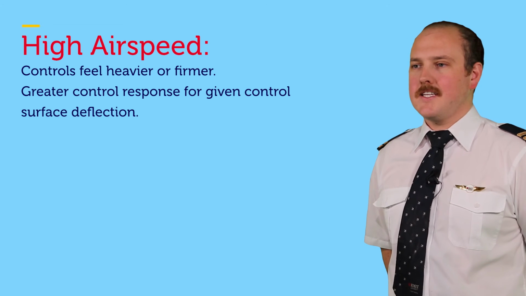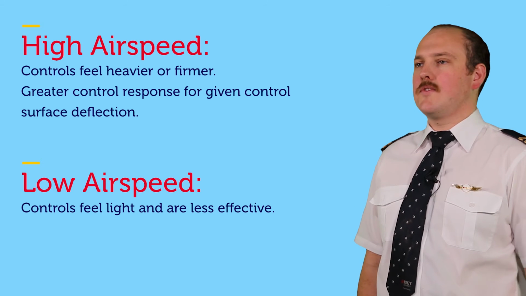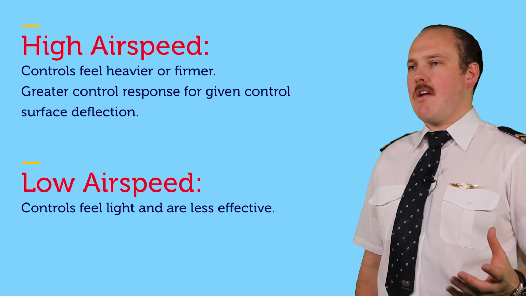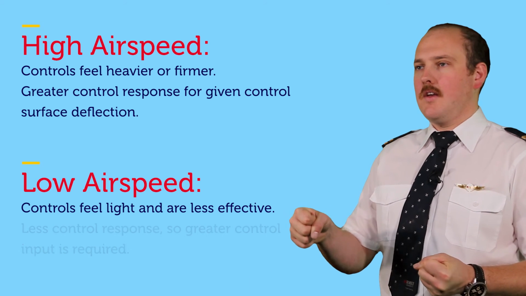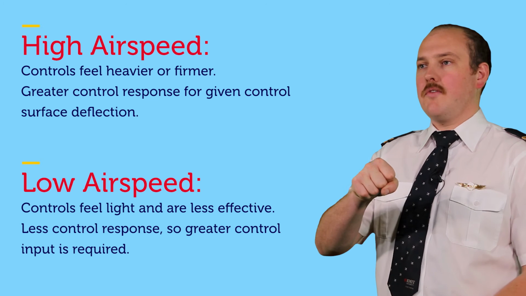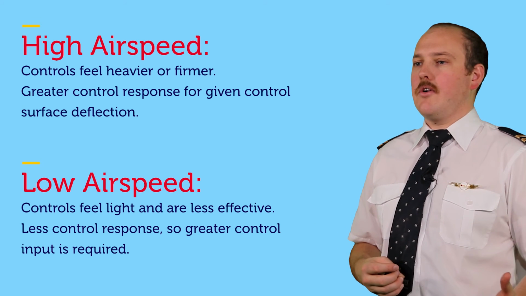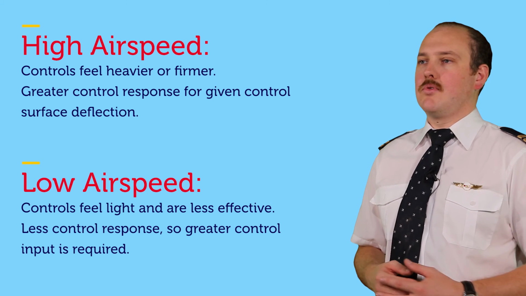So we've just looked at high airspeed, and we're now going to look at low airspeed. At a low airspeed, our controls feel light, but they are less effective. If we're comparing a turn at a high speed, the control input we put in was very little. At a low airspeed, we're going to have to put in a lot of control input to get the same result. So at a lower airspeed, the controls are less responsive, so greater control inputs are required.